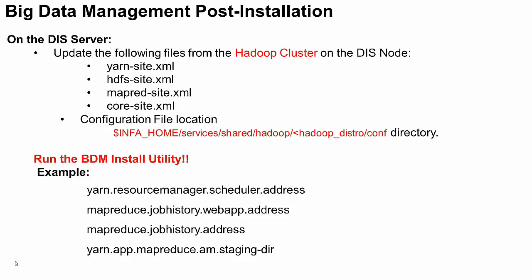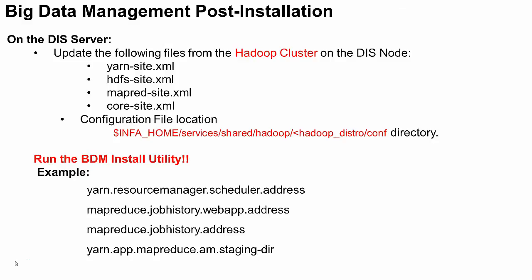So this utility does a lot of the heavy lifting for you, and it's pretty nice, because prior to 10.0, in 9.6.1, you would have to manually go in and update the properties file, and if you miss one property, you spend hours trying to figure out why you're not able to run a job on the Hadoop cluster.